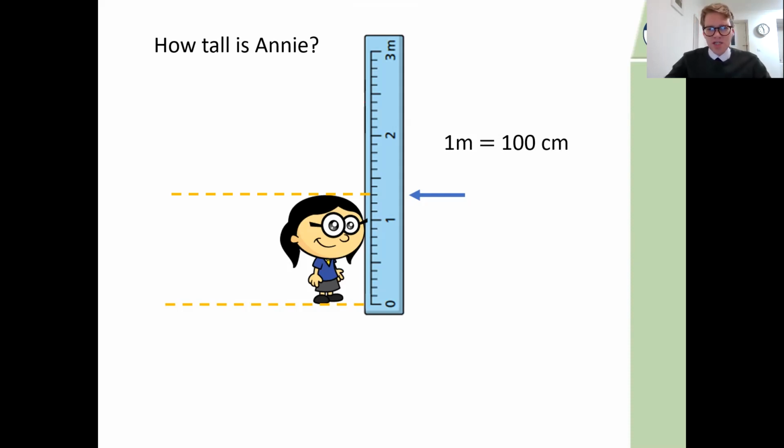So what's each section going to be worth? 100 centimeters split into 10. We can say that each section or each new line is going to be worth an additional 10 centimeters. So counting up to Annie's line here, we've got 1 meter and 10, 1 meter and 20, 1 meter and 30. And that's how we know that Annie is 1 meter and 30 centimeters tall. What would that be if I wanted to give that measurement entirely in centimeters? How many centimeters tall is Annie altogether? Well, the 1 meter is equal to 100, plus the 30 here, she's 130 centimeters tall.